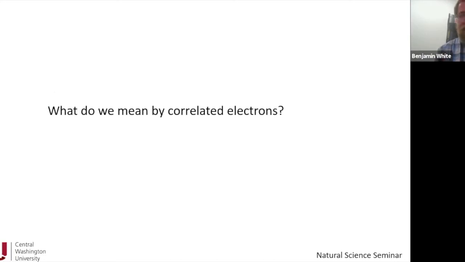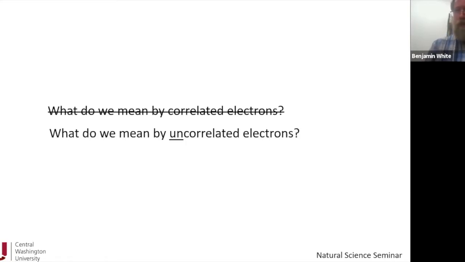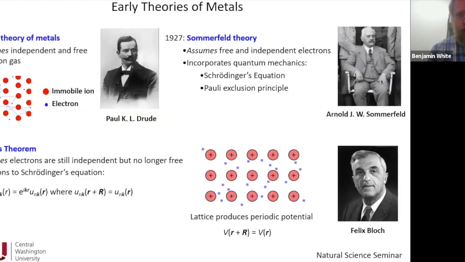What do we mean specifically about electron correlations? Well, it's maybe easier to start by talking about what we would mean by saying electrons were not correlated. And so, one of the nicest ways of doing this is to think about sort of the historical development of theories of materials. And the early theories of materials focused primarily on metals. Metals obviously were important for engineering purposes and also are relatively simple for them to focus on.